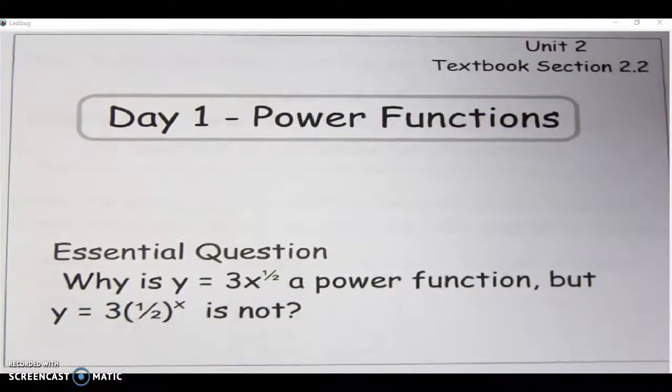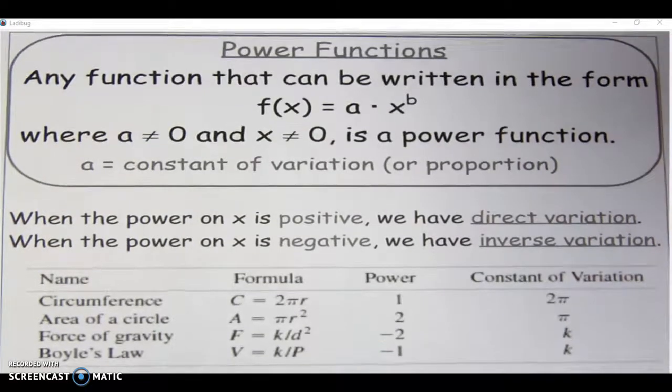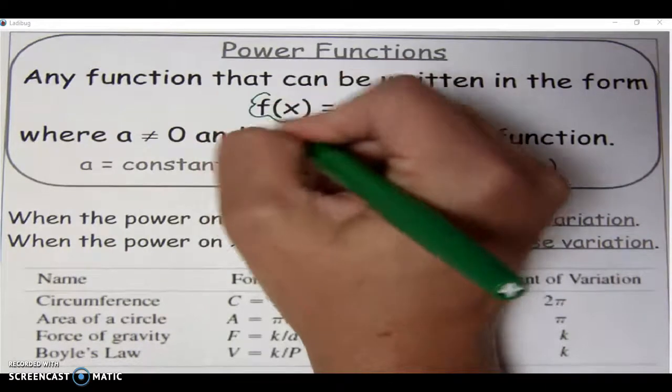Okay, so we are starting Unit 2 today, so we're looking at Day 1, which is power functions. To start out with, we're going to figure out what is a power function. A power function is any function that can be written in the form f of x equals ax to the b power.